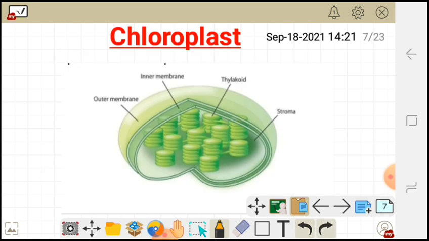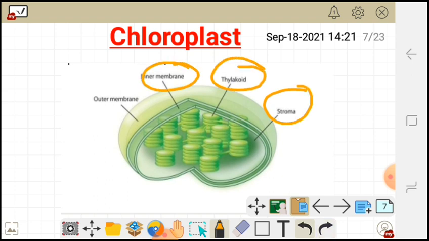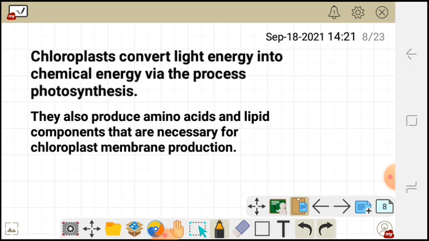Then from there we have the chloroplast. Now the chloroplast has parts like the stroma, thylakoids, and inner membranes, which are the membranes inside there. And then we also have the outer membrane. Okay, now the function of the chloroplast is to convert light energy into chemical energy by the process called photosynthesis.